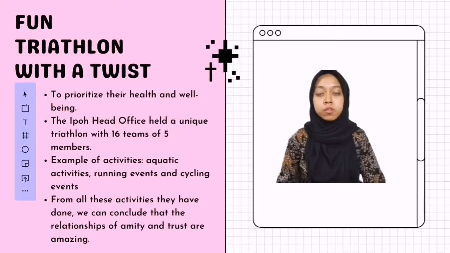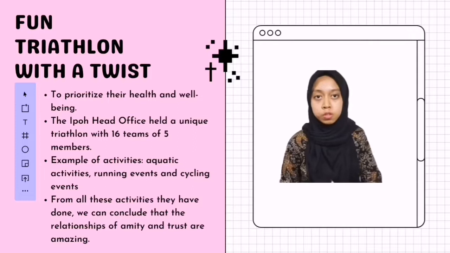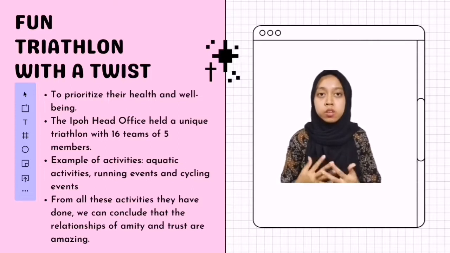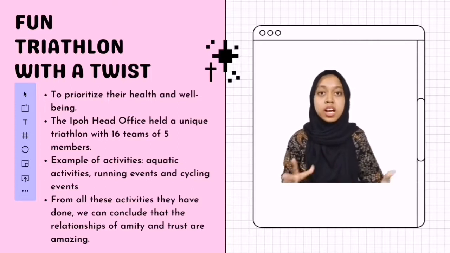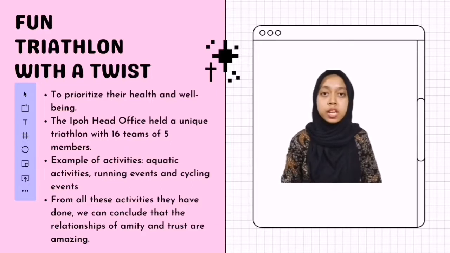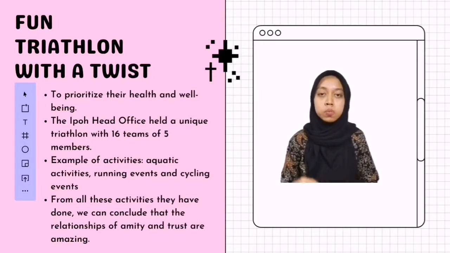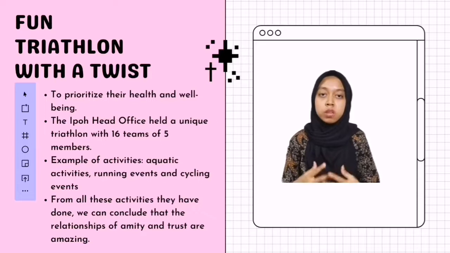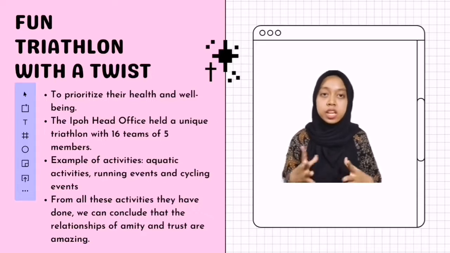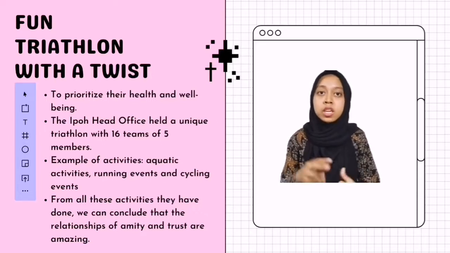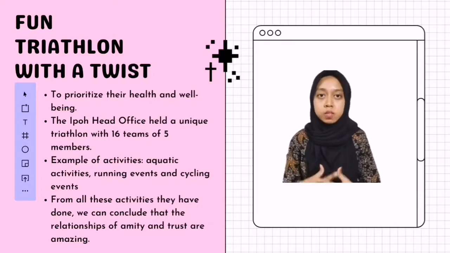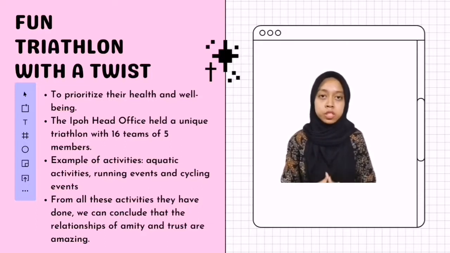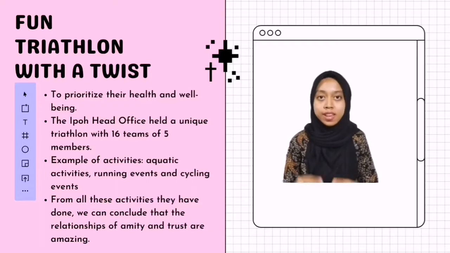The other previous corporate social responsibility program is One Triathlon with a Twist. Employees are KLK's most valuable assets. KLK makes an effort to prioritize their health and well-being. KLK wants to help its employees reach their full potential by providing an ambience and enabling them to live a healthy lifestyle. The Ipoh head office had a unique triathlon with 16 teams of 5 members.